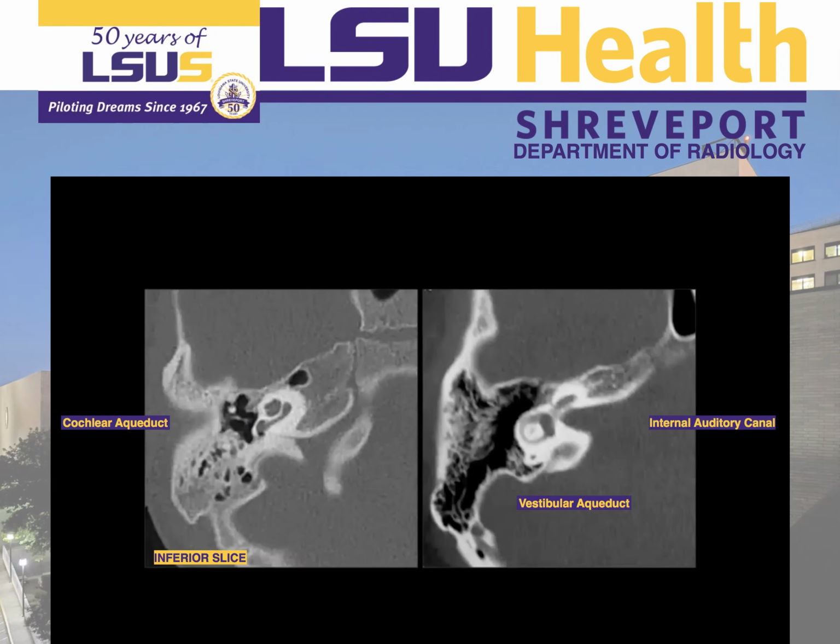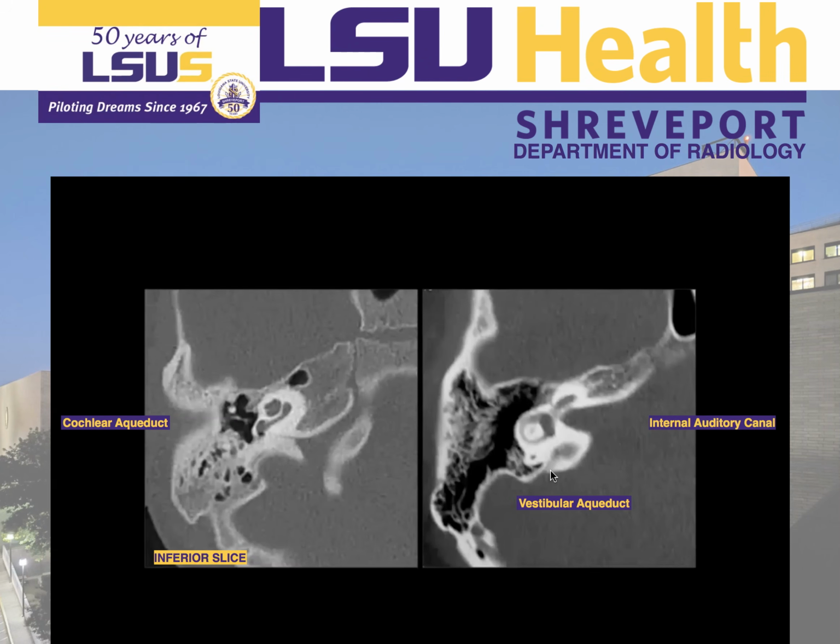These are other structures that are super important. We have these 2 aqueducts. One of them looks like the internal auditory canal, but it's a little bit inferior to the internal auditory canal. This is called the cochlear aqueduct. It points towards the cochlea, as you can see here. So this is the cochlear aqueduct. It's like a mini internal auditory canal, but it is inferior to the real internal auditory canal.